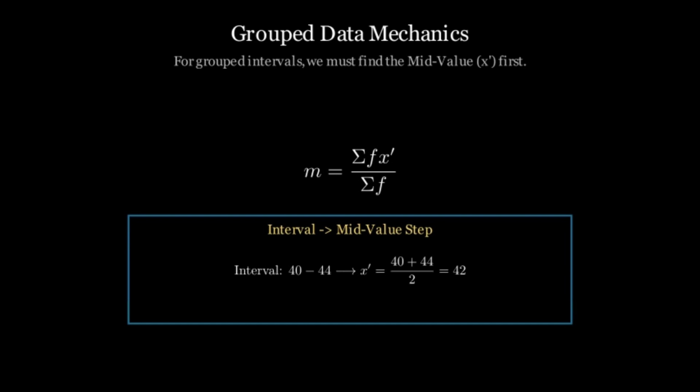After finding the midpoint for every class interval, we use these midpoints in place of the original data values. The mean is then calculated by dividing the sum of fx prime by the total frequency, as shown in the formula above. Let's now consider an example.